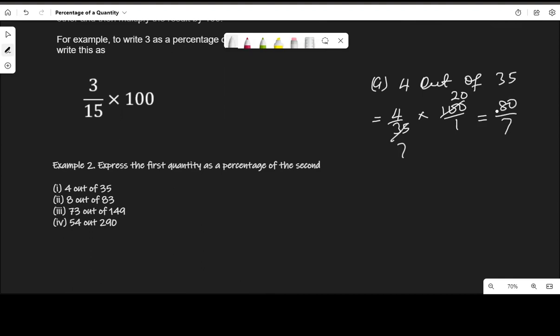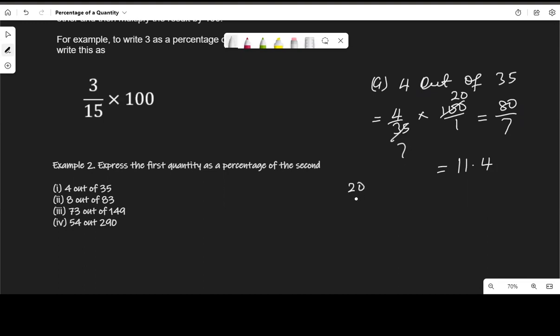80 divided by 7. 8 divided by 7 is 1, remainder 1. If I place the 1 there, that is 10. 10 divided by 7 is 1. Point, remainder 3. That 3 that remains, if I place a 0 behind the 3, that is 30. 30 divided by 7 is 4. 4 times 7 is 28. So 30 minus 28 is 2. That 2 that remains.